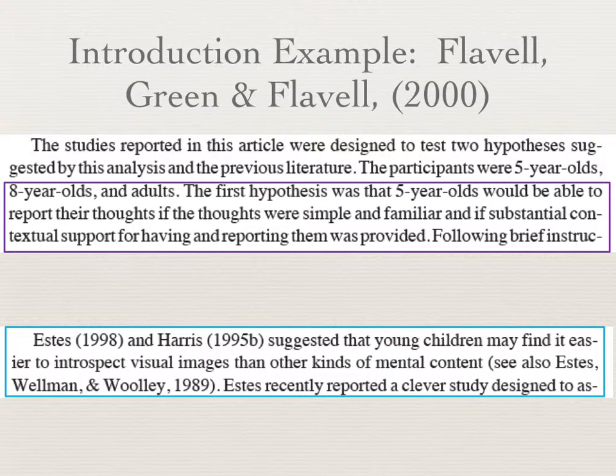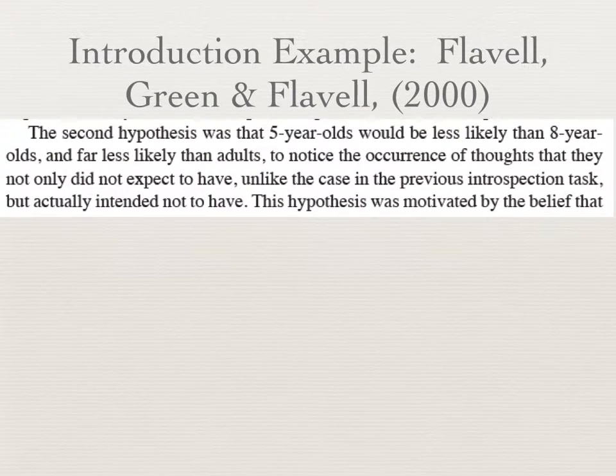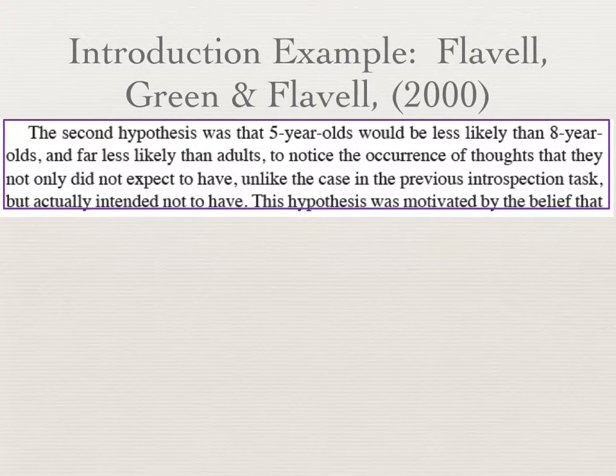So the stuff outlined in the blue is the background information that supports the hypothesis that's listed in the purple. Here's another hypothesis. This one had 2 hypotheses. So they have a second hypothesis, was that 5-year-olds would be less likely than 8-year-olds and far less likely than adults to notice the occurrence of thoughts that they did not expect to have. So the younger you are, the less likely you're going to notice a thought you didn't mean to have.